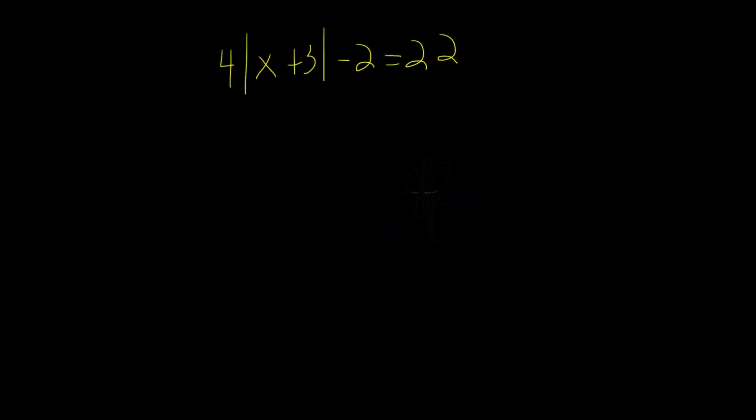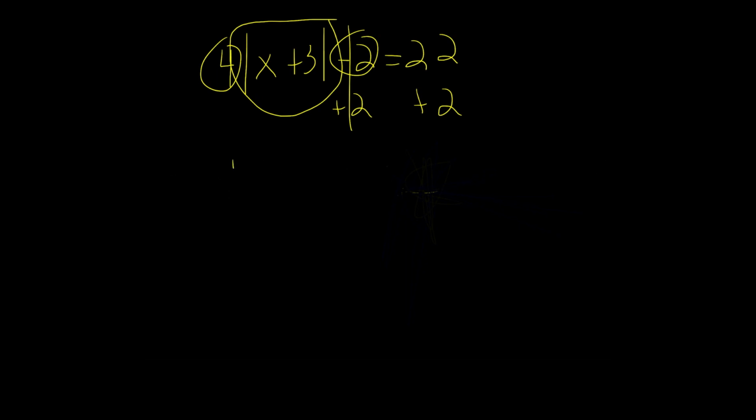Alright, so now let's try to solve this absolute value equation. Remember, our first step is to always isolate our absolute value expression. To do that, we have to get rid of this negative 2 and this 4. So let's first add 2 on both sides to get rid of that negative 2. So we have 4 times the absolute value of x plus 3 is equal to 22 plus 2, which is 24. And now we're going to divide by 4 on both sides to get rid of this 4.